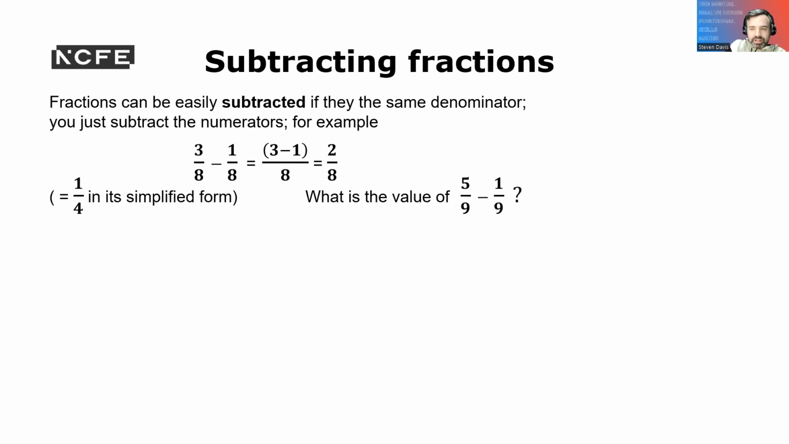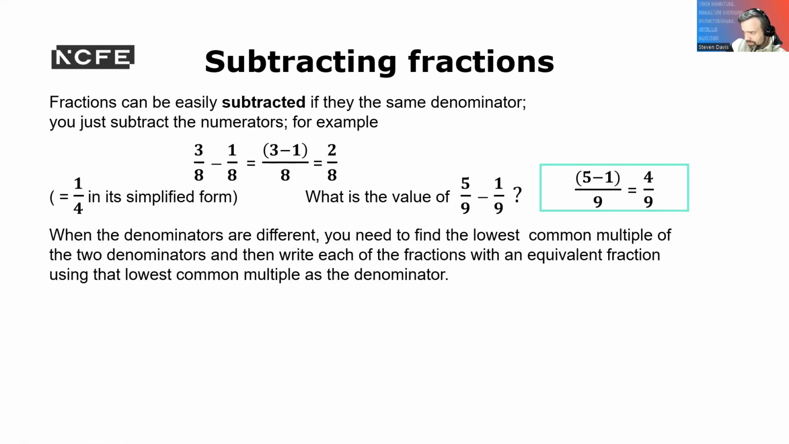Fractions can easily be subtracted if they have the same denominator. So you can subtract the numerators. For example, 3/8 minus 1/8 equals 3 minus 1 over the 8, so that's 2/8, or a quarter in its simplified form. What is the value of 5/9 minus a 9th?